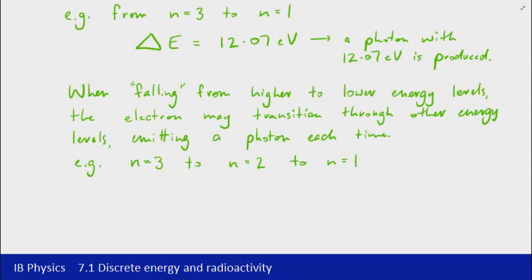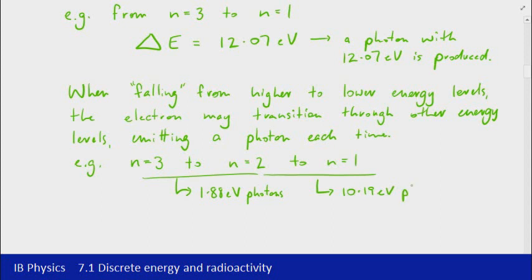Now when it falls from n equals 3 to n equals 2, that's going to emit a photon of 1.88 electron volts. You can go back and check that if you want to, looking at the energy level transitions. And then from n equals 2 to n equals 1, we're going to see another photon of 10.19 electron volts. Now if you add those two together, you'll notice that they give us that same value of 12.07. So the energy that's radiated as photons as it falls from n equals 3 to 2 to 1, the total amount is the same as the transition from n equals 3 to n equals 1.